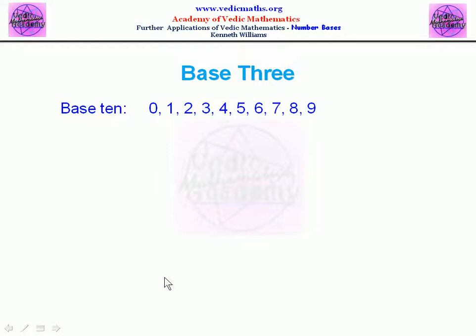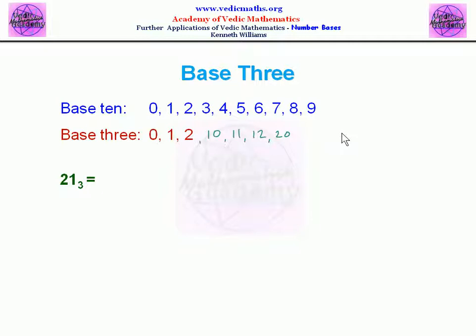Let's look at base 3. Here we only have 3 digits, 0, 1 and 2. So after 2 will come, well, 10. And here the 1 here is equivalent to a 3. So this is equivalent to 3, and of course the number after 2 we know is 3. After 10 will come 11, and then 12, and then not 13 because we can't have a 3 here, it'll have to be 20. Then 21, 22, we can't have 23, so after 22 comes 30, and so on.